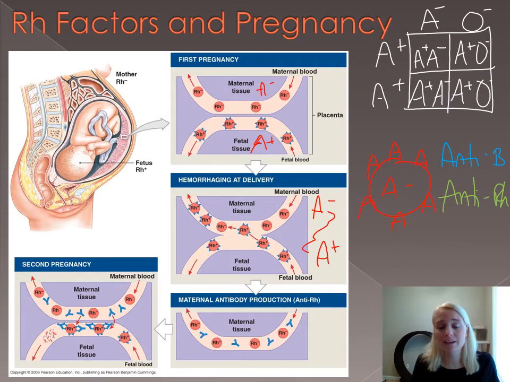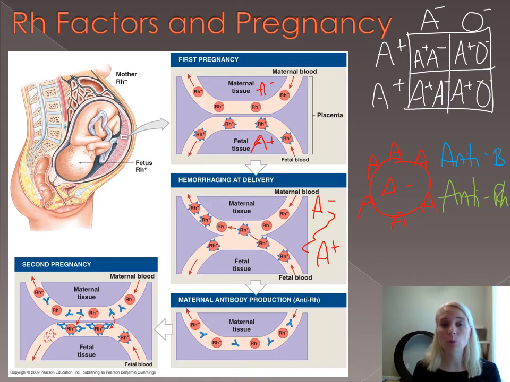Okay, if she just had one kid, that's not going to be a problem. But if she has a second kid, which according to our scenario is going to be positive because that's the only type of offspring that they can produce, these anti-Rh antibodies are smaller than the anti-A and anti-B. They can cross the placenta. And so mom's new anti-Rh antibodies cross the placenta, attack baby's red blood cells, and destroy the red blood cells.